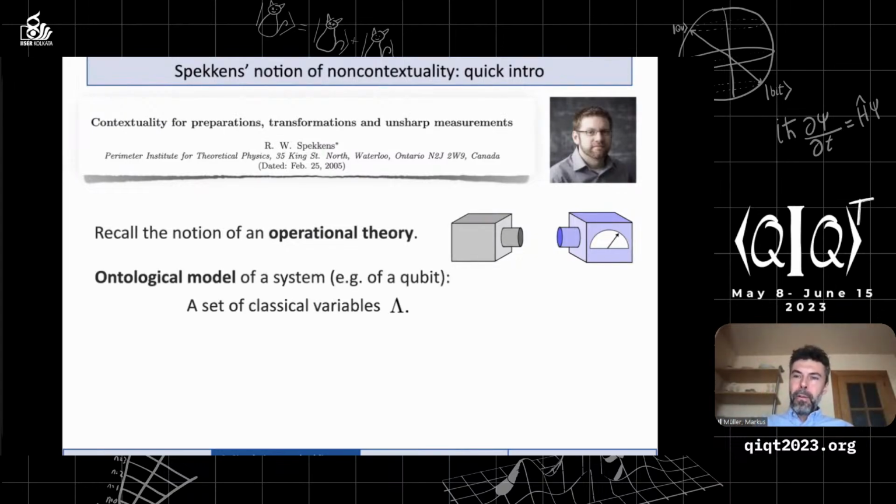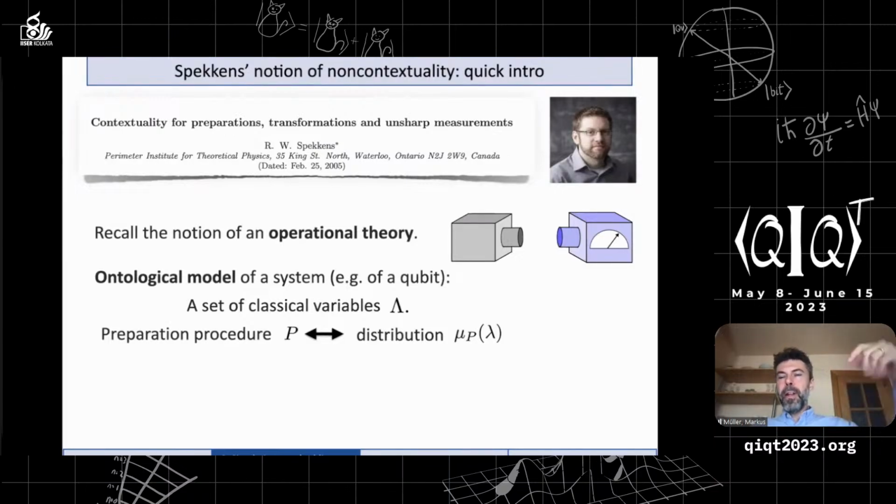And now what Spekkens introduces, also Harrigan later, is the idea of an ontological model of a system, such as a qubit. And this is nothing but a set of classical variables lambda that are somehow supposed to describe what is actually the case with your physical system. Right? So you would say, well, my physical system, the qubit, when I have a preparation procedure and I press a button, then what's actually happening is that some distribution over these lambdas, these hidden variables, is prepared. That's actually what's going on.